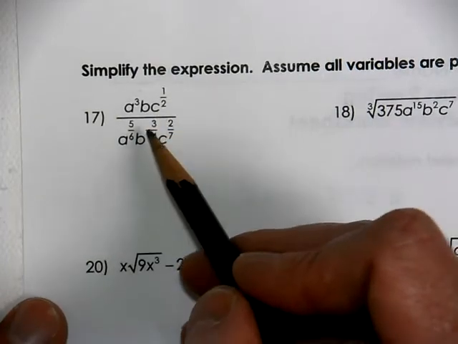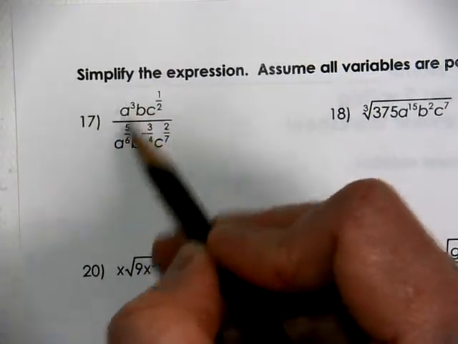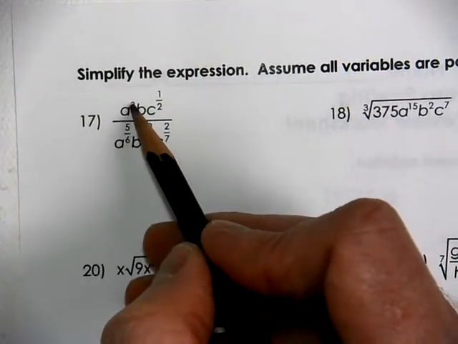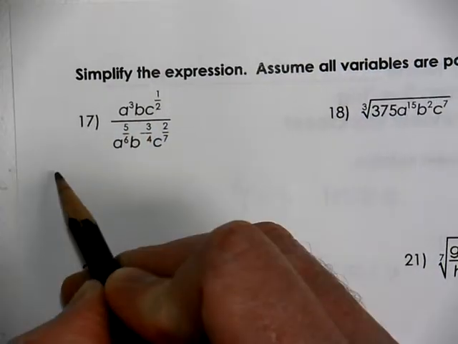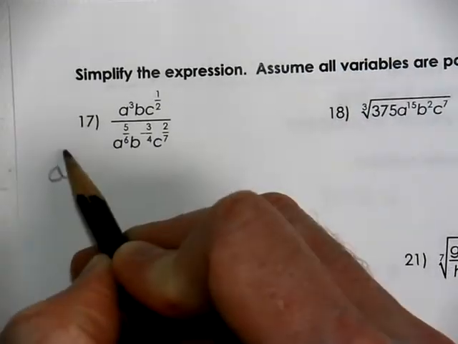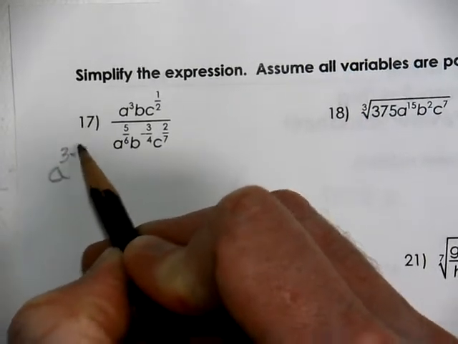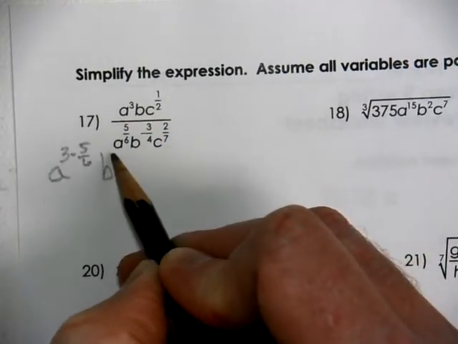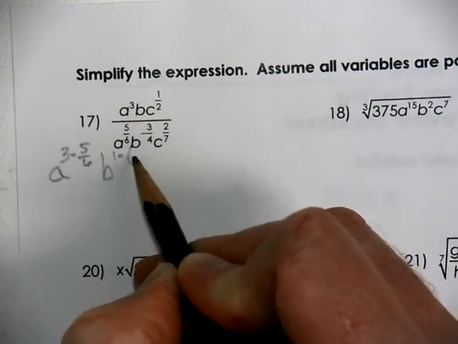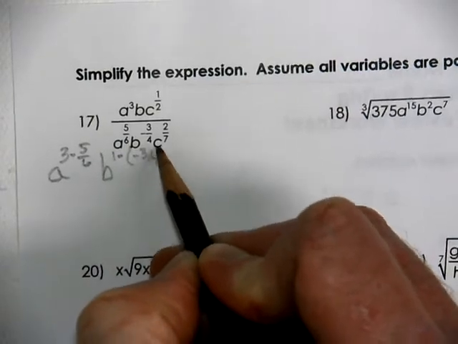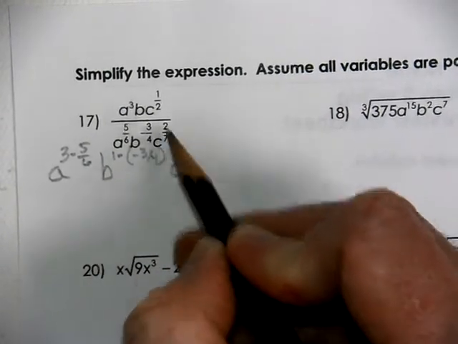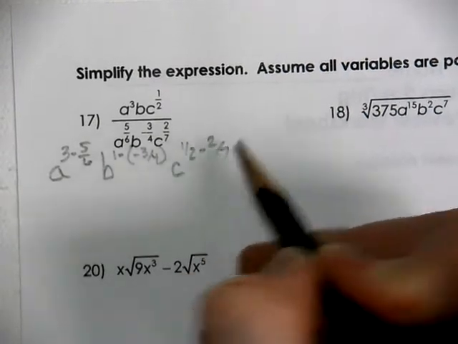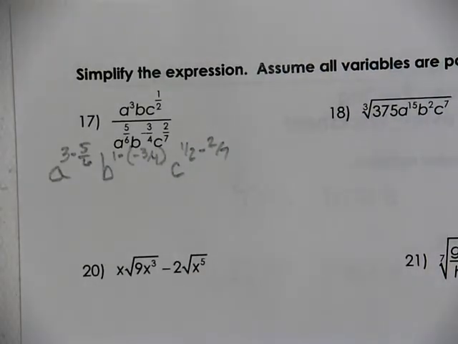Here we're going to be simplifying. You notice we have A's, we have B's, and C's. So when you have a fraction, you can subtract the exponents. So this becomes A, 3 minus 5/6, B, 1 minus a negative 3/4, and C, 1/2 minus 2/7.